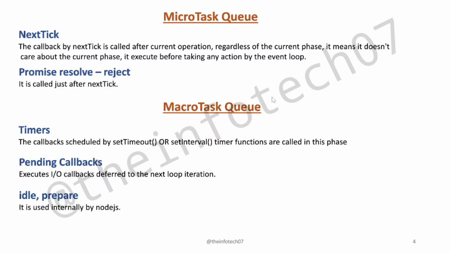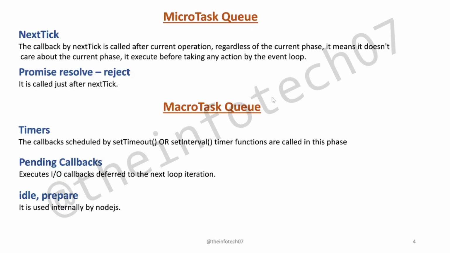Whenever any callback is registered in the nextTick queue using process.nextTick, it waits for the current operation in the call stack to complete. Once it finishes, the nextTick callback will be picked by the event loop, put in the call stack, and executed immediately. So in many cases, the callback registered by nextTick always executes first.